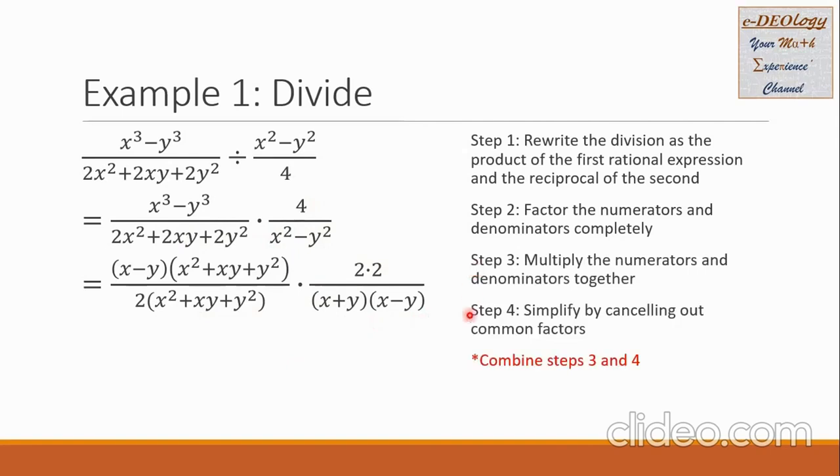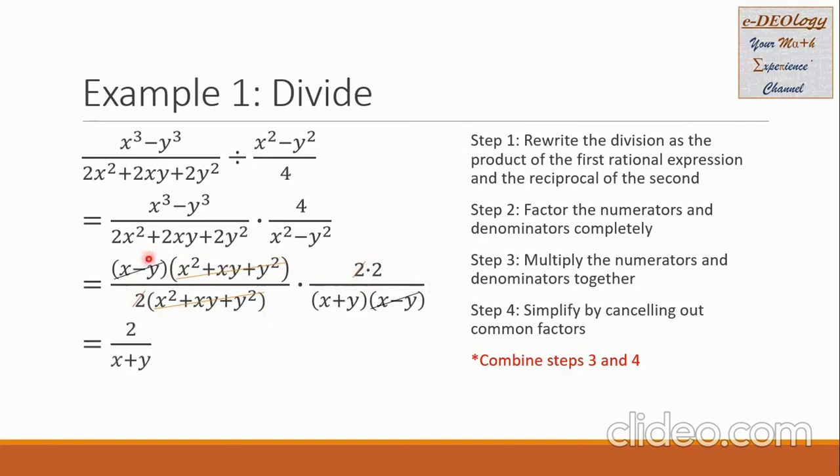For step 3 and step 4, we can combine them, and we can now proceed with the cancellation of common factors. Look at the x minus y here. We can cancel this with the x minus y down here. The trinomial x squared plus xy plus y squared, there is a corresponding factor down here also, so we can now cancel both. The number 2 here can now cancel with the number 2 in the numerator of the second rational expression.